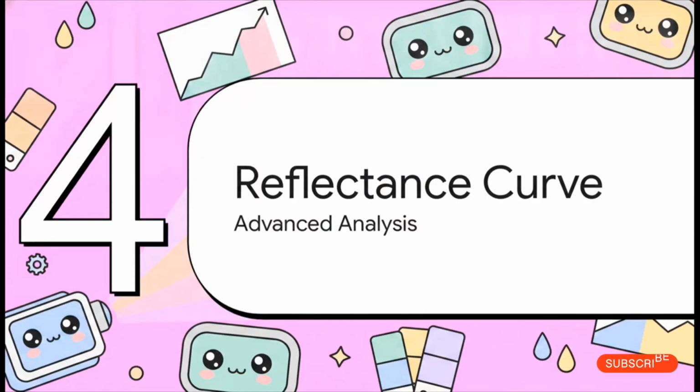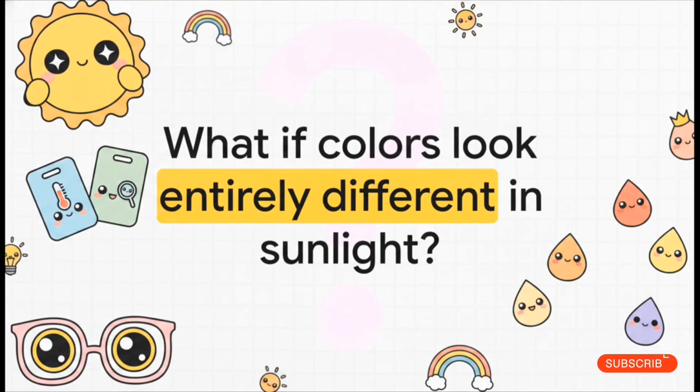Which brings us to Section 4, mastering the reflectance curve. Now, this next feature is the absolute secret weapon of experienced color matchers. Let me ask you something. What happens if you have 2 samples and the delta E is totally identical? But when you take them outside into the sunlight, the colors look completely different. Wild, right? Well, this phenomenon is exactly why just looking at the overall color difference is not enough to guarantee a perfect match in the real world.